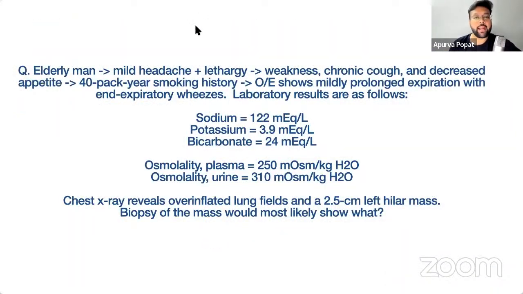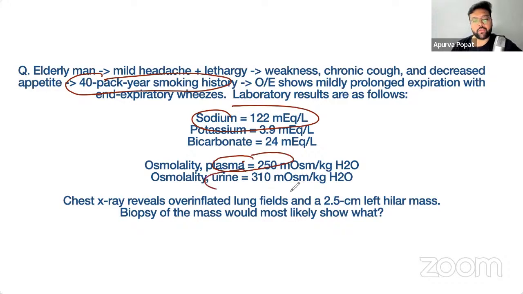Elderly man with mild headache and lethargy, sodium levels are low. He's a smoker, and osmolarity of plasma is low. Osmolarity of the urine is high. Chest X-ray shows overinflated lung fields, and there is a hilar mass. Biopsy would show what?